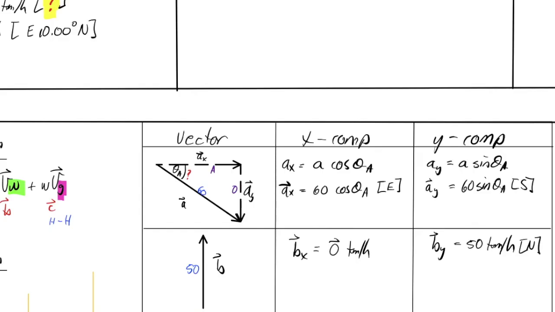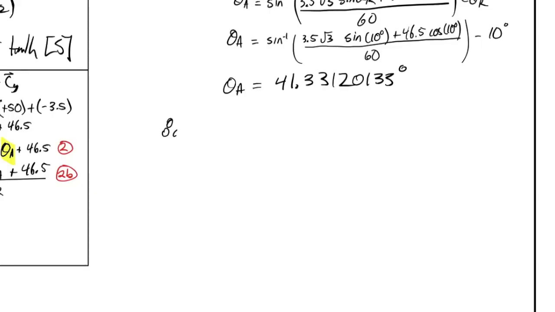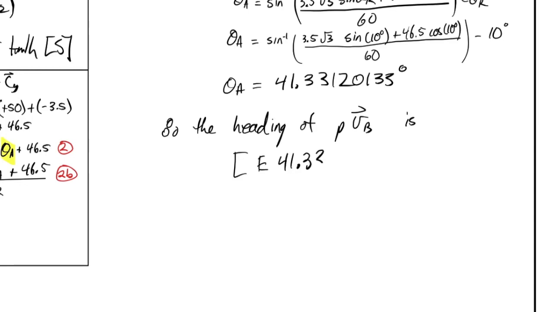So now our concluding statement. So it's still east, then south. So therefore, the heading of the projectile's velocity with respect to the boat is east 41.33 to 4 sig figs degrees south. Next is an alternate solution to this problem, which mercifully is significantly less difficult.